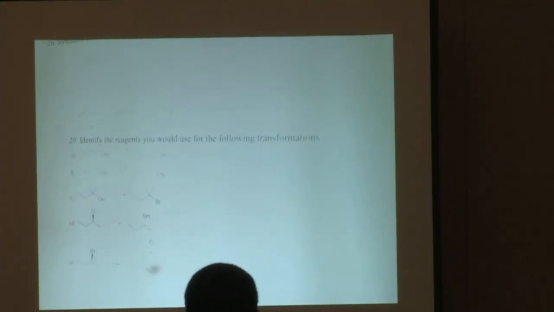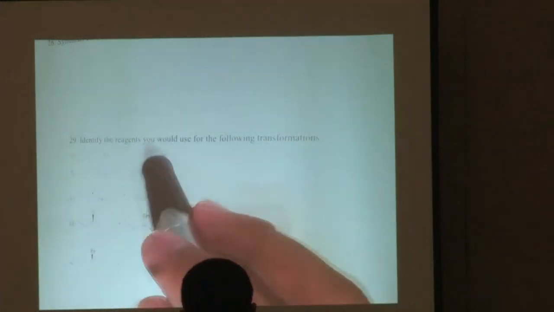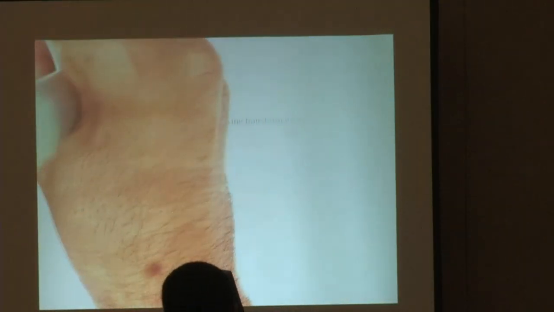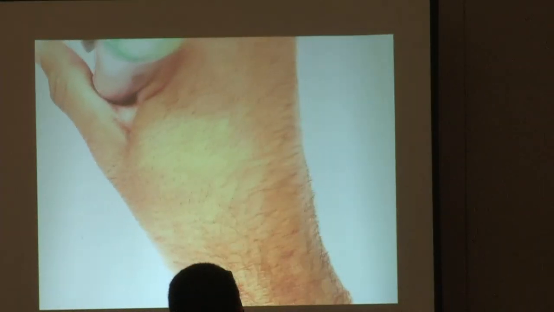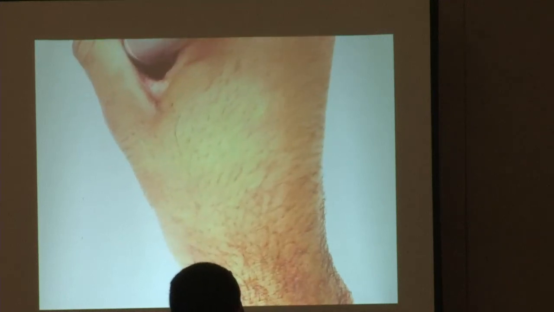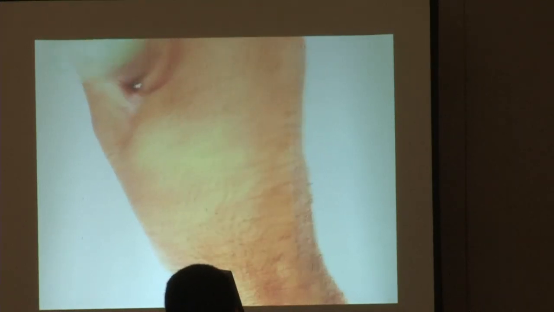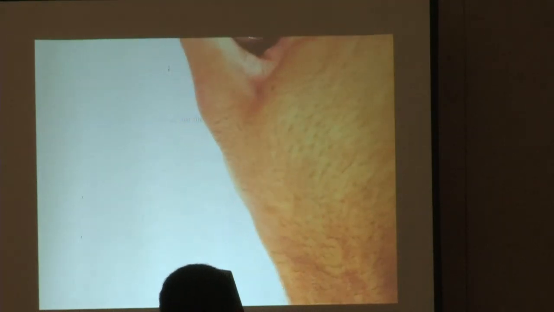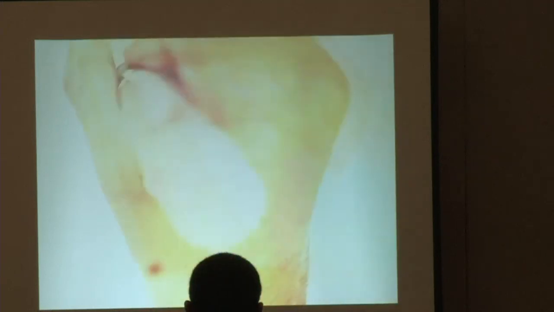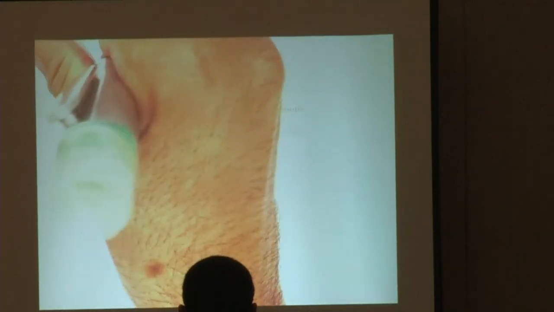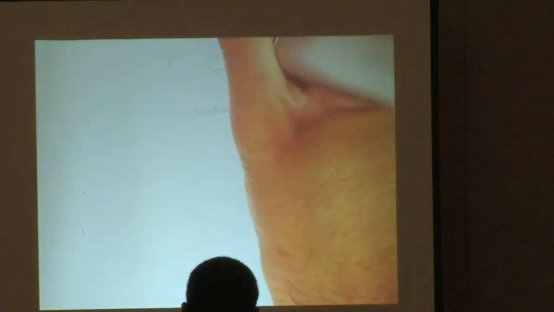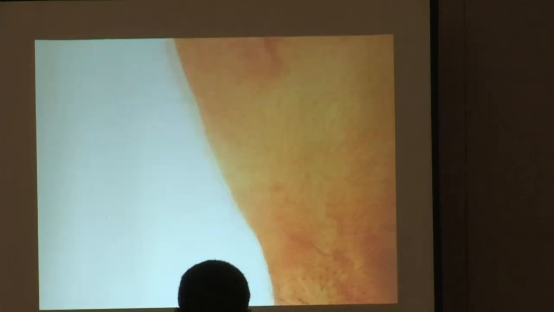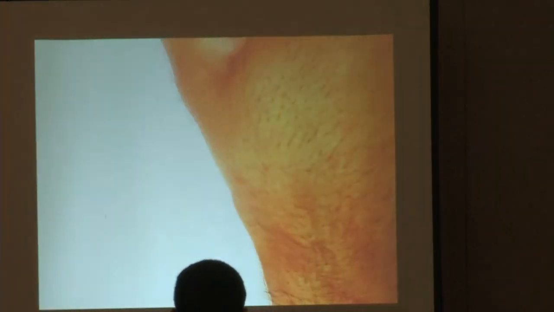So identify the reagents you would use for the following transformations. Or no, that's 29. Before that, it's what is the most stable to least stable? So we see this one is secondary. This one is a double bond, one carbon away, conjugated, carbocation. So that's going to be allylic. This one is primary. And this one is tertiary. So most stable would be allylic. Second most stable is tertiary. Third is secondary. And then the least stable is going to be primary.